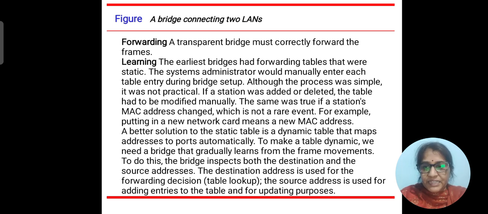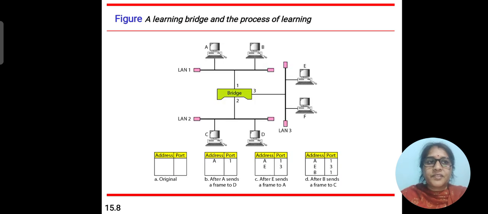To make a table dynamic, we need a bridge that gradually learns from the frame movements. To do this, the bridge inspects both the destination and the source addresses. The destination address is used for the forwarding decision. The source address is used for adding entries to the table and for updating purposes. In this slide, we have the block diagram of a learning bridge and the process of learning.